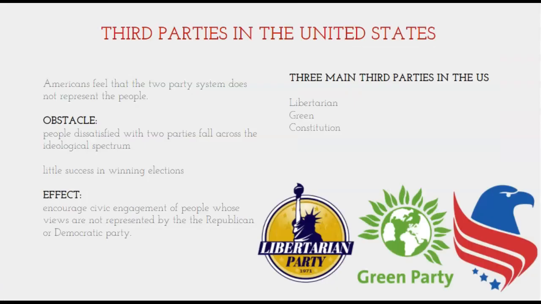Three of the most popular third parties in the United States include the Libertarian Party, the Green Party, and the Constitution Party. All of these parties play an important role in bringing issues to the forefront that the major political parties may otherwise ignore, and they have also helped to push forward stances and positions. For example, the Libertarian and the Constitution Party have definitely put forward issues that the Republican Party has taken on, and of course the Green Party has pushed the Democratic Party to take on issues that it may have historically ignored as well.